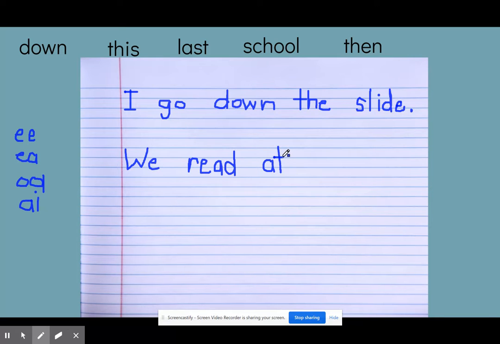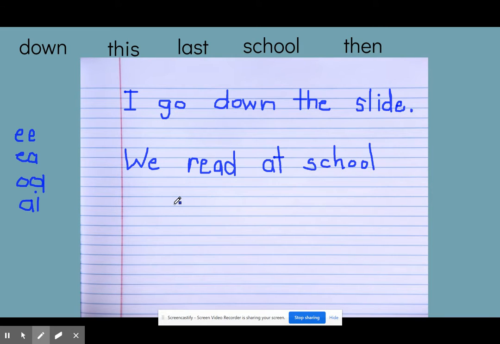And then school. And that's a word that's up at the top of your paper that we are practicing this week. So see if you can find the one that looks like school. And go ahead and write the word school. We read at school. And I'm forgetting one thing. So look at my sentence, see if you can figure out what I'm missing.